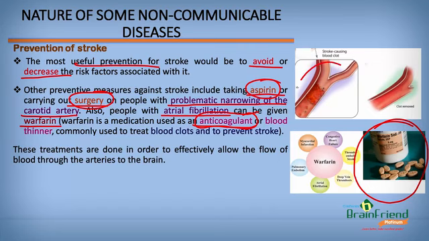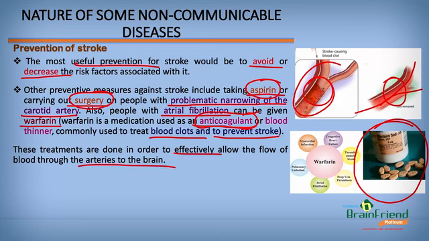So we can see in this image, we have here a stroke-causing blood clot. And with the aid of warfarin, it removes that clot. It's no longer there. Now blood can flow freely from one part of the body to the brain. So warfarin is an anticoagulant or blood thinner commonly used to treat blood clots and to prevent stroke. Now, these treatments are done in order to effectively allow the flow of blood through the arteries to the brain.